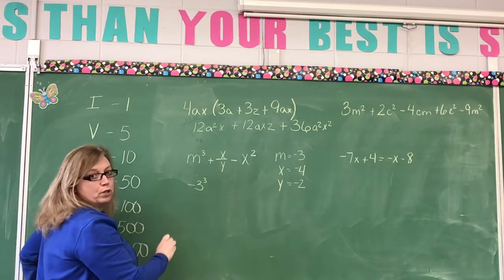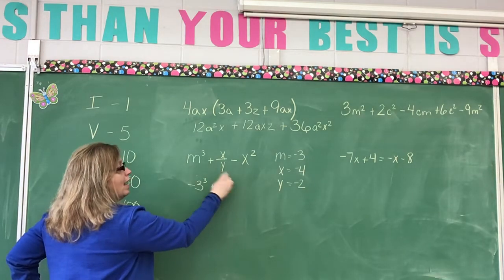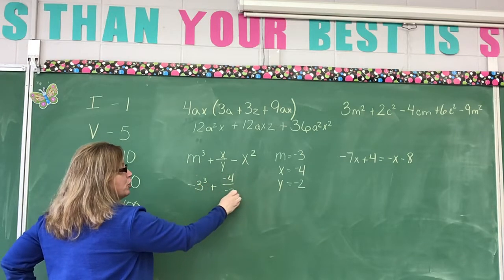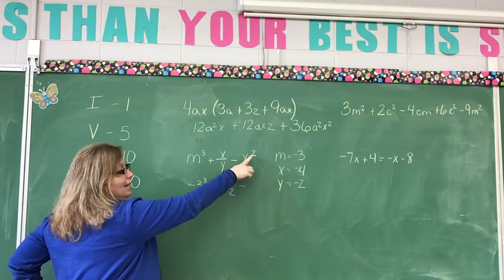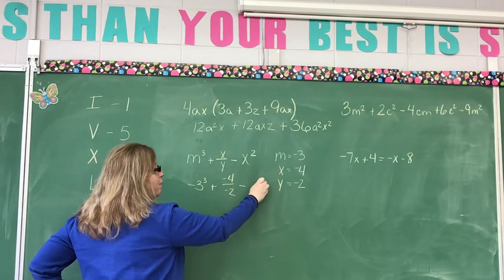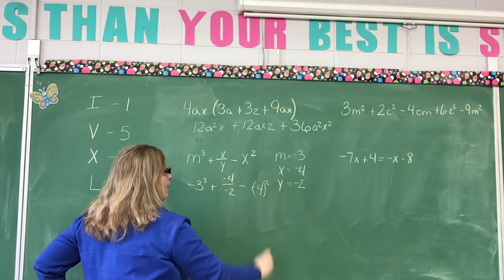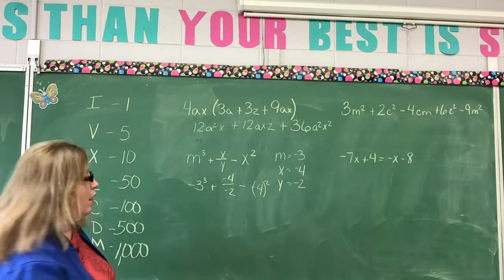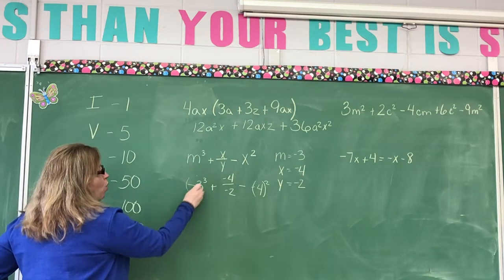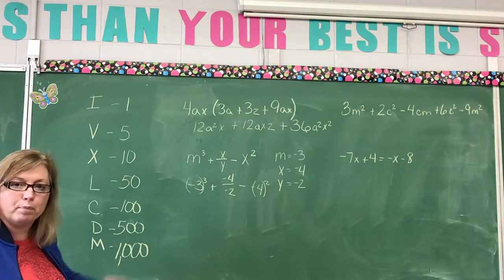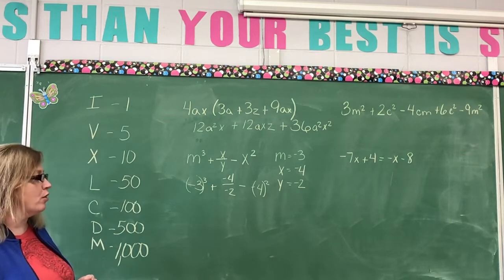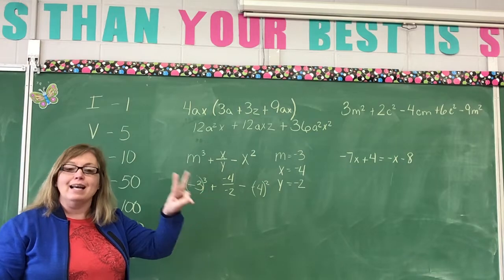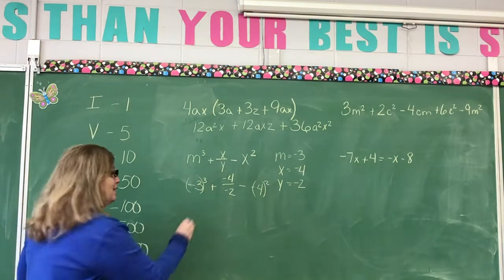-3 cubed plus x, which is -4, divided by y, which is -2, minus x squared, and x again is -4 squared. Okay? So, and whenever you write this down, notice that the -3 is going to be cubed. The whole thing is going to be cubed. So we got to have our bracket there, parentheses, to protect our number. Okay? So, what is 3 times 3 is 9. 9 times 3 is 27.